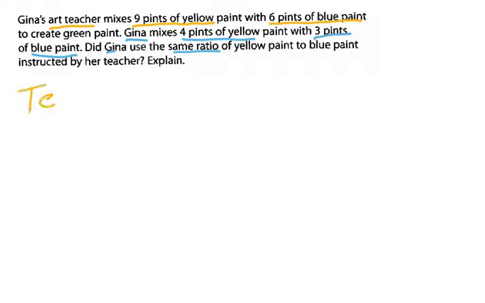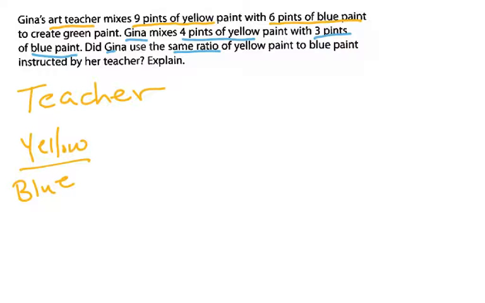So here's the teacher, and we're talking about yellow to blue. Okay, so that would be my W. And what do I know about the yellow to blue? The teacher used 9 pints of yellow to 6 pints of blue. Okay, so now I'm going to put a U here just to put it there.